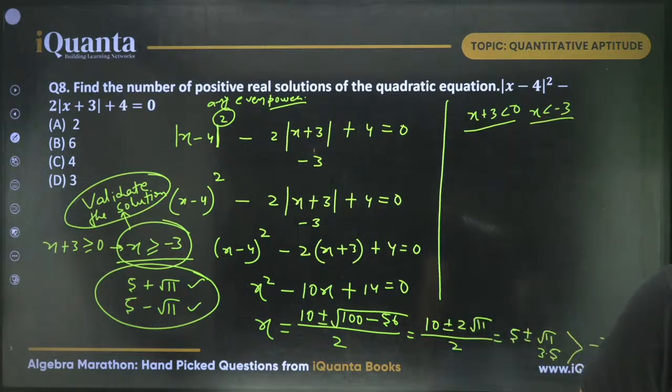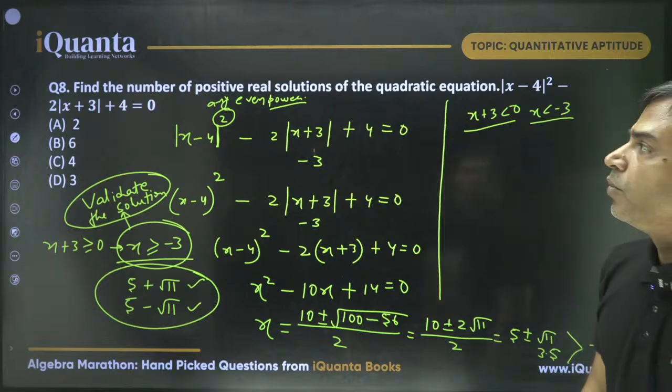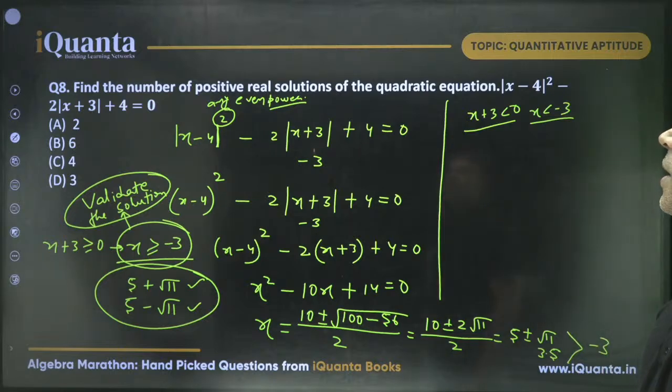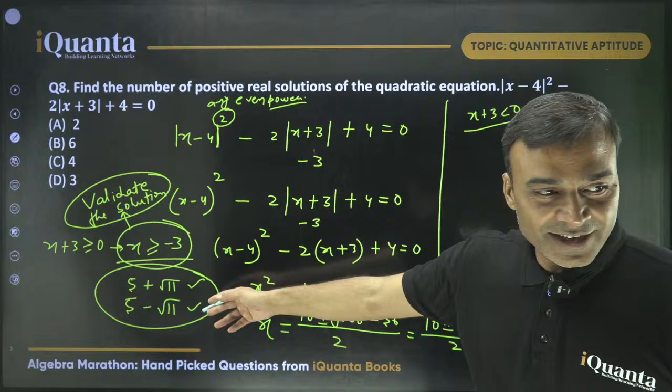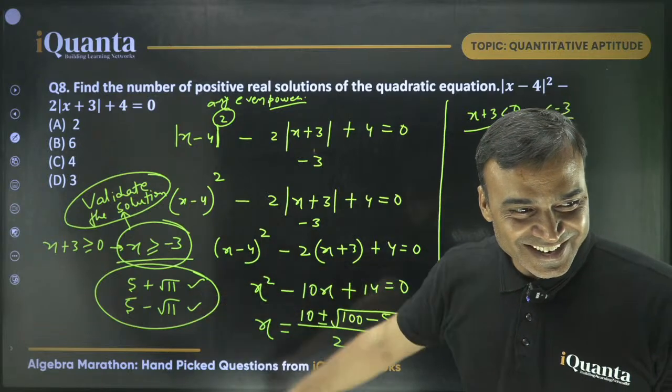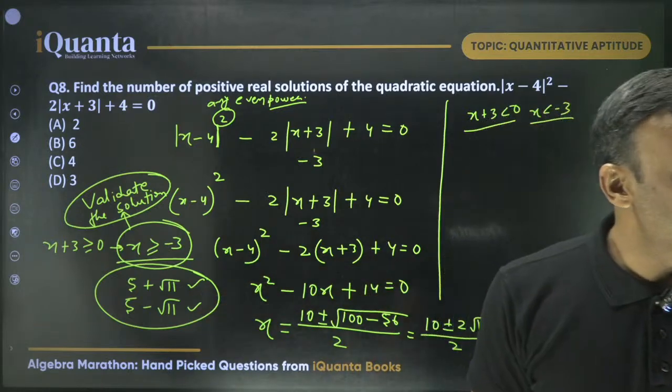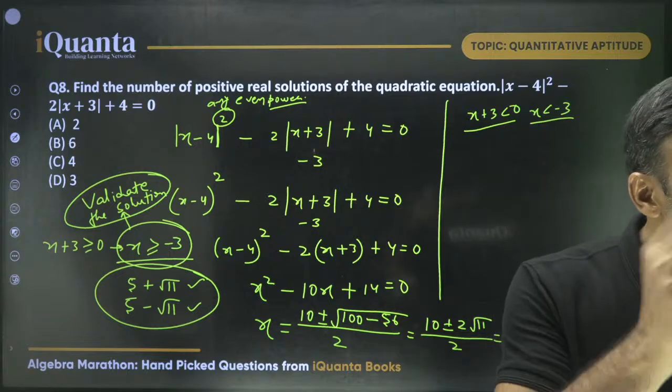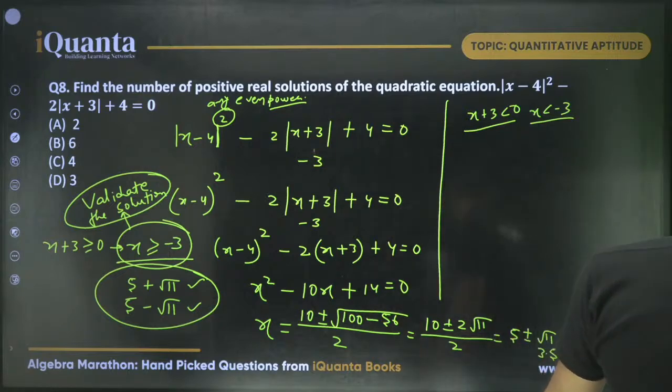Sir, but it is said that we have to take real solutions. It is said, yes, so we took real. This is real, right? It is not imaginary. Which one is imaginary, my child? Imaginary is the one which has the square root of a negative number.